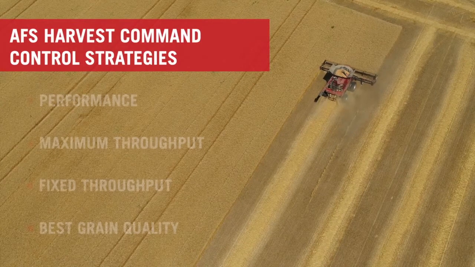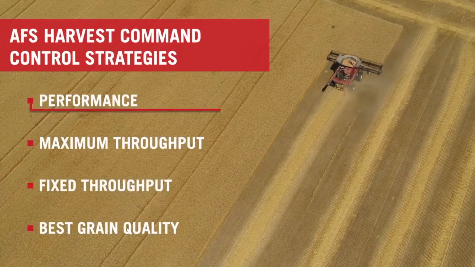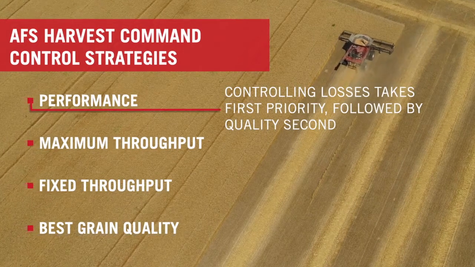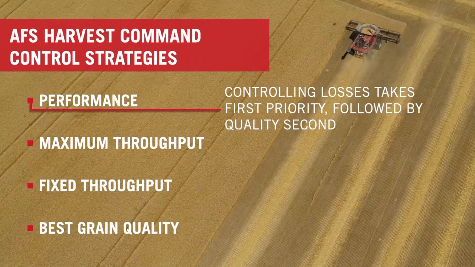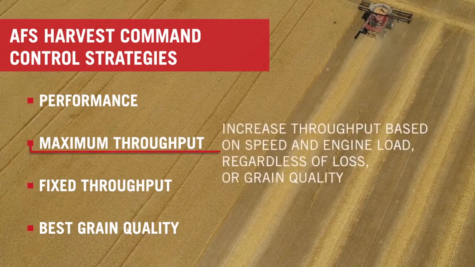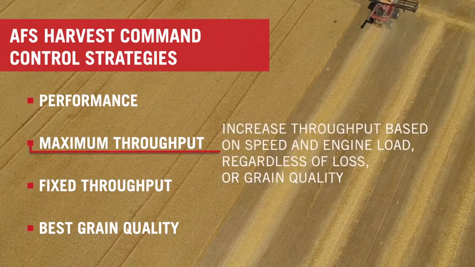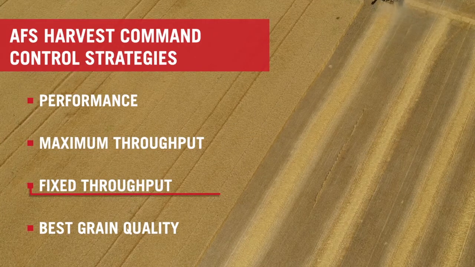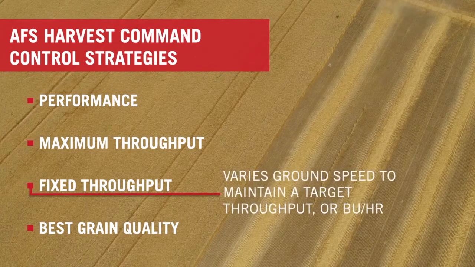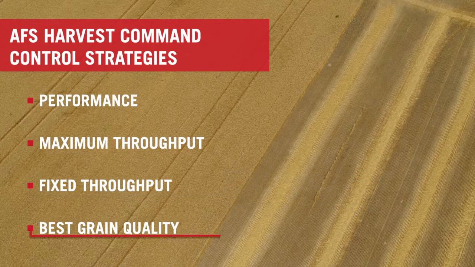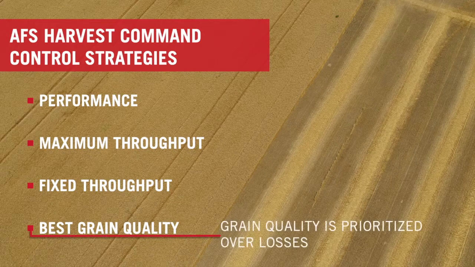Let's quickly go through the 4 strategies we have here. Selecting performance will equalize combine performance using losses, throughput, and grain quality, where losses are prioritized over quality. 95% of operators will be using performance. Selecting max throughput will increase throughput based on speed and engine load regardless of loss or grain quality. Selecting fixed throughput enables the combine to vary the ground speed to maintain an established target throughput or bushels per hour. Selecting grain quality means grain quality is a priority. Grain quality is prioritized over the losses.